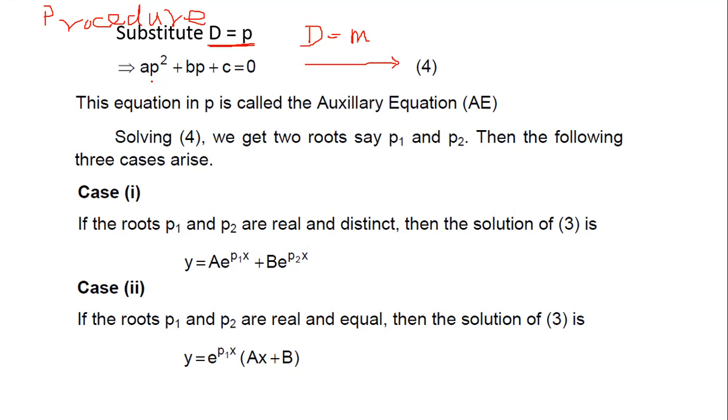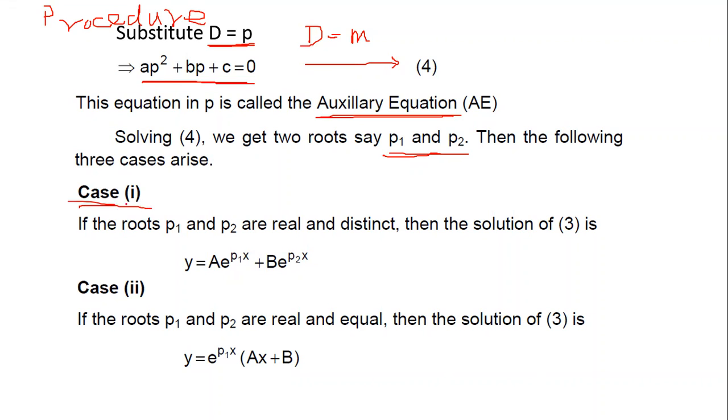It is a quadratic equation, and it is called the auxiliary equation. So how to find that auxiliary equation? If you substitute D equal to m in the given second order equation, you will get the auxiliary equation. It is a quadratic equation in p. If you solve the quadratic equation in p, you will get two roots, say p1 and p2. Then based on p1 and p2, we can get the following cases.